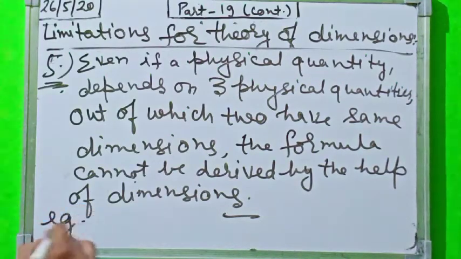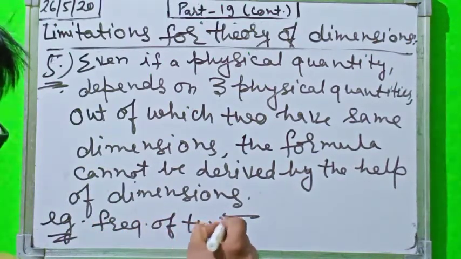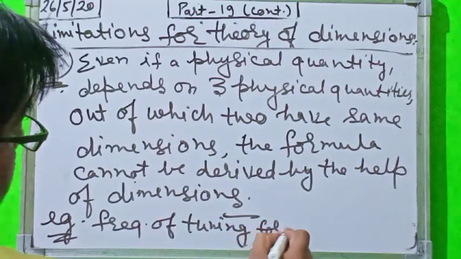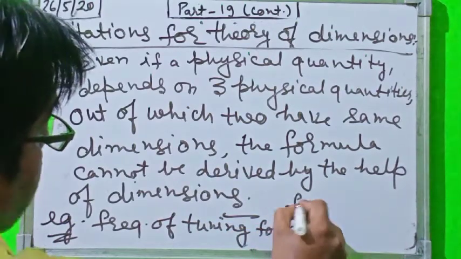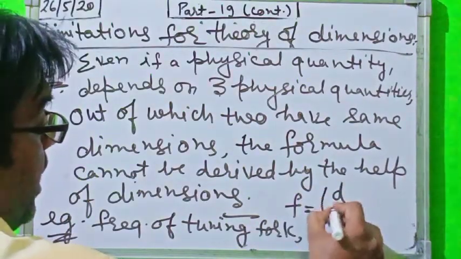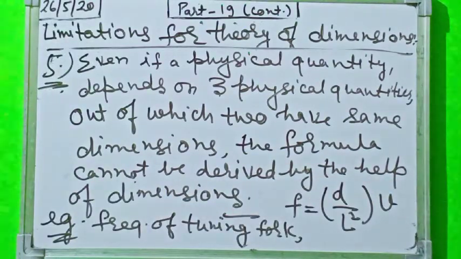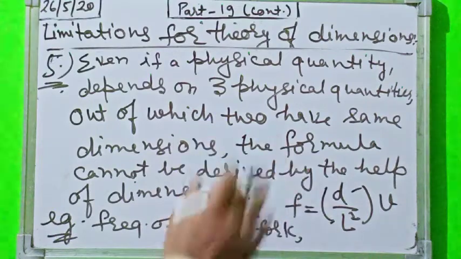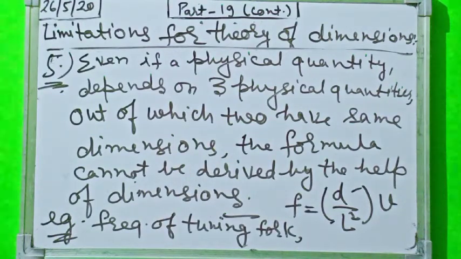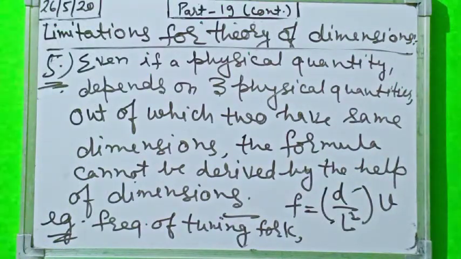Example: frequency of tuning fork. Frequency of tuning fork, that is f, is equal to d upon L square into root of dV. Now here d and L have same dimensions, so we cannot derive this formula by the help of dimension, because two physical quantities have same dimension.